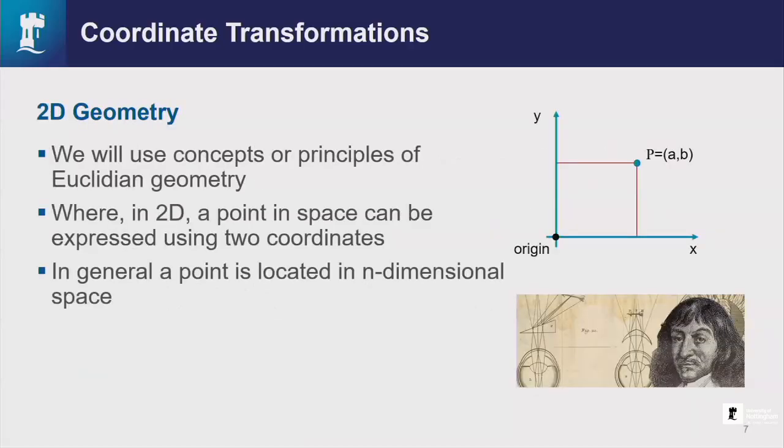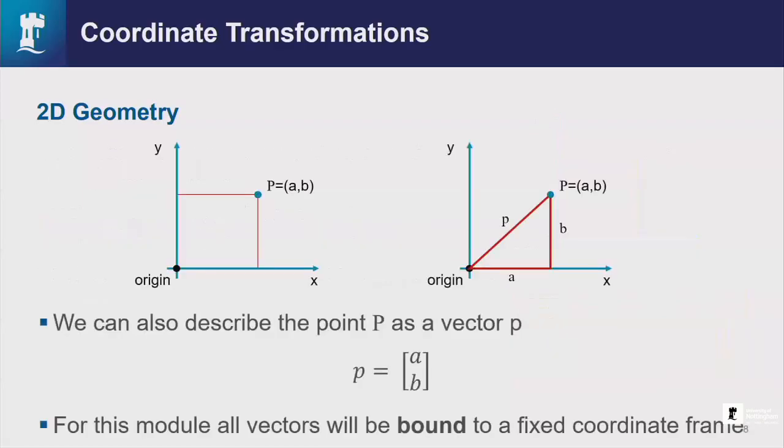So throughout this, we're going to use concepts or principles of Euclidean geometry. Everything's based on 2D geometry, stuff you would have done in high school and first year of maths here probably. For our purposes, in 2D, a point in space can be expressed using two coordinates. But in general, a point is located in n-dimensional space, so we need n dimensions to describe our point in space. For us, we'll be in 2D, so we need two variables to describe the position of that point in space. When we move to 3D, we obviously need three variables. So this should not be new to you.